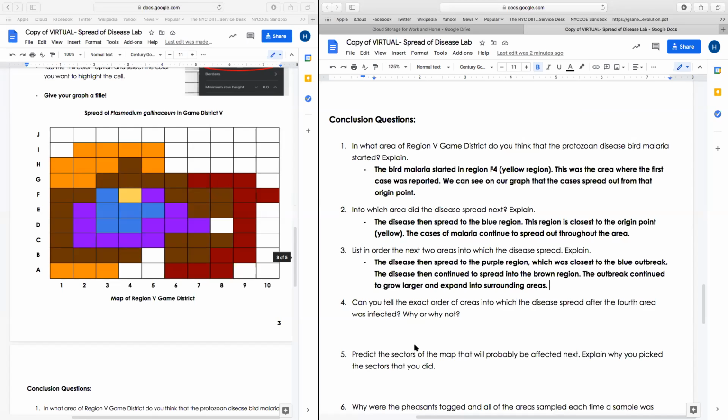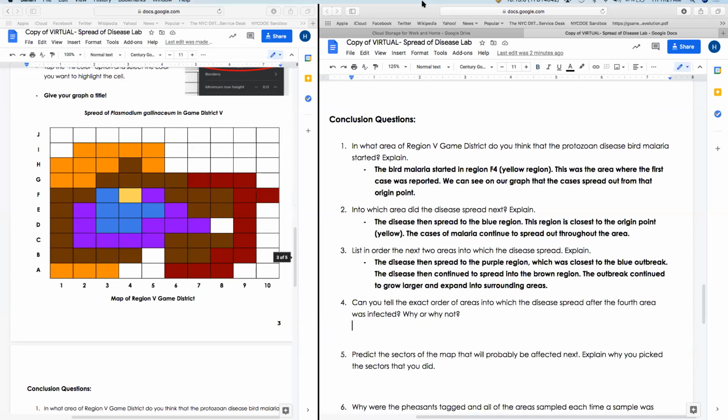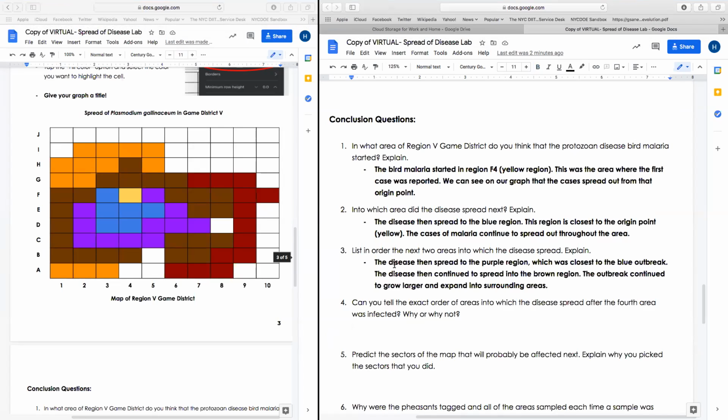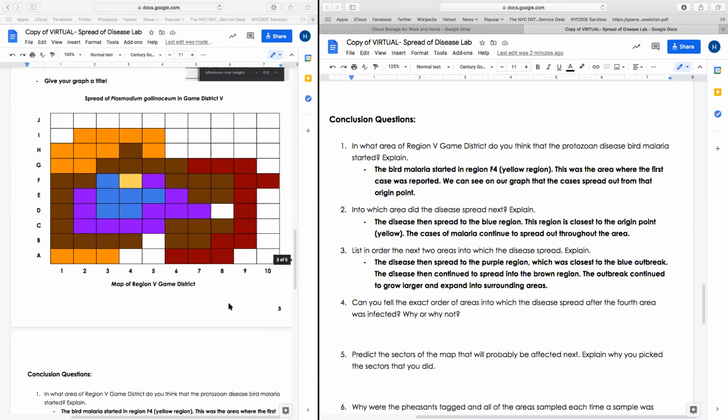Why would they, just because of proximity, wherever they were closest to, it continues to spread out.